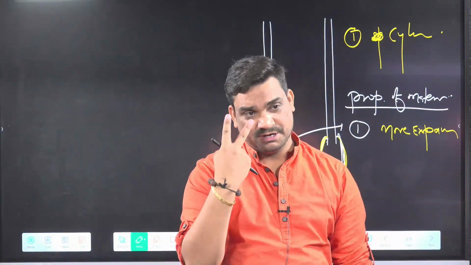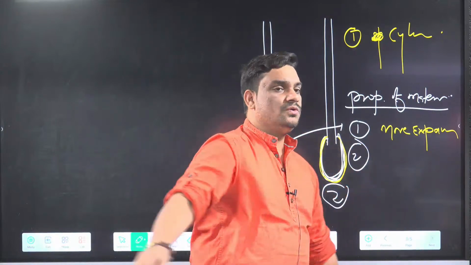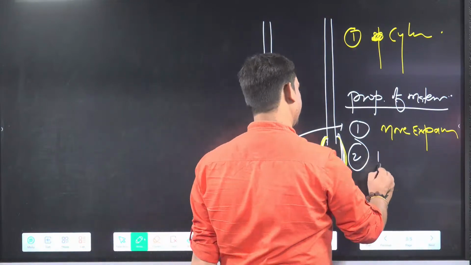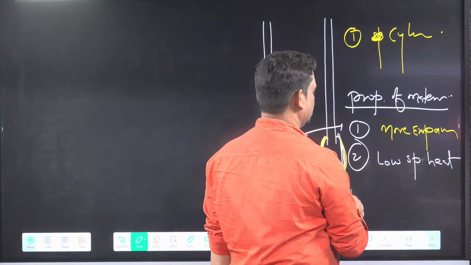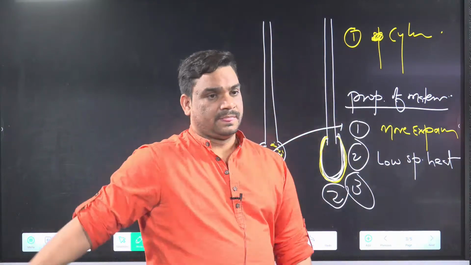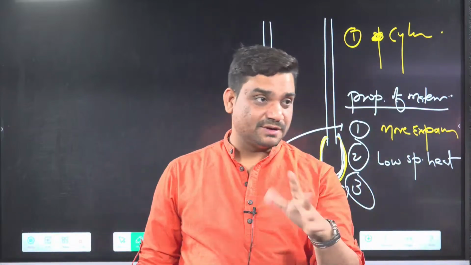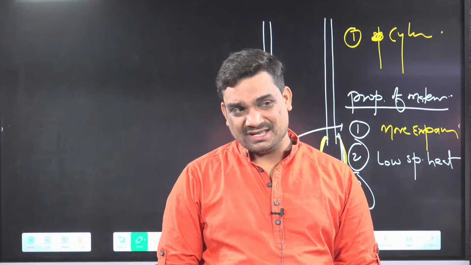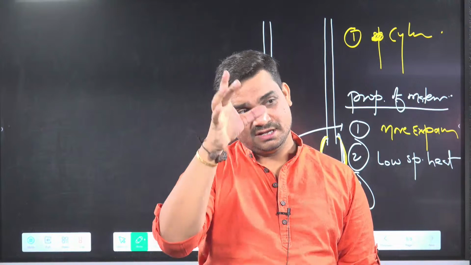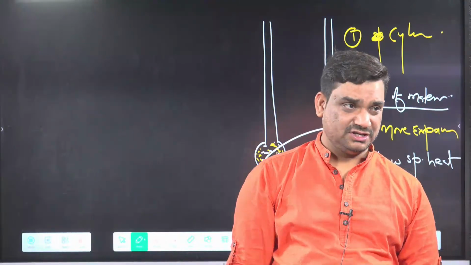Number 2, low specific heat. Number 3 you will tell, okay, like this. Two important ones we can write after this. It should not stick with the walls. It should be sticky or non-sticky. What do you say? Whatever you say, we will write sticky or non-sticky.